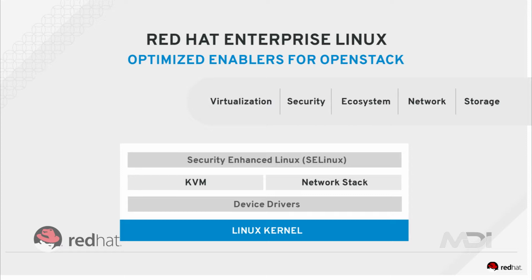With virtualization, Red Hat uses KVM. KVM is the widely used virtualization hypervisor within the OpenStack community. This is what Red Hat supports, and this is also what Red Hat uses for its virtualization solution. Aside from KVM, we also have the network stack and Security-Enhanced Linux, which provides security across the infrastructure of OpenStack, as well as within the instances residing on OpenStack.